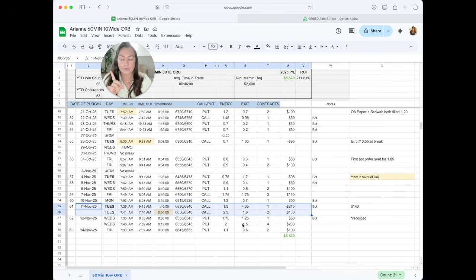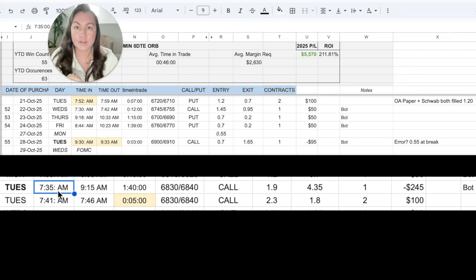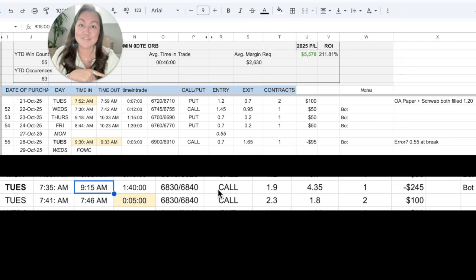So bear with me here for a second. At 7:35, we get a breakout to the downside of the opening range, and my bot enters its one contract at $1.90. A few minutes later, I add to the position for $2.30. I immediately put in my buy to close order, and that fills 5 minutes later. Unfortunately, this position gets stopped out, my bot's position, and I want to show you on the Option Alpha side what happened.